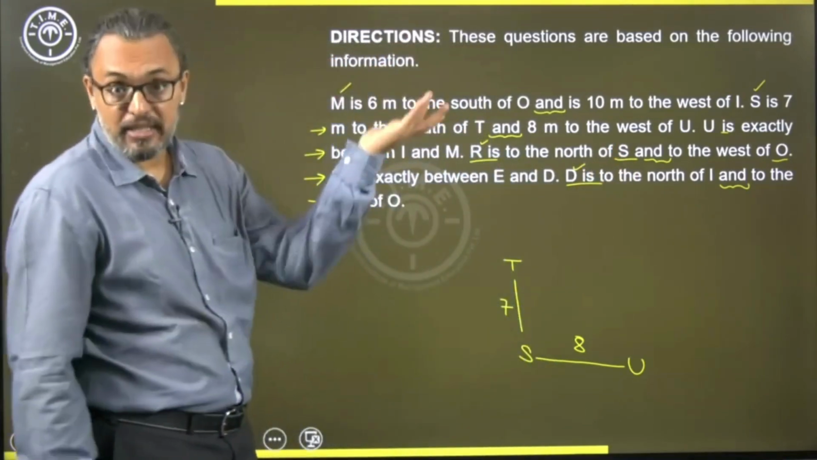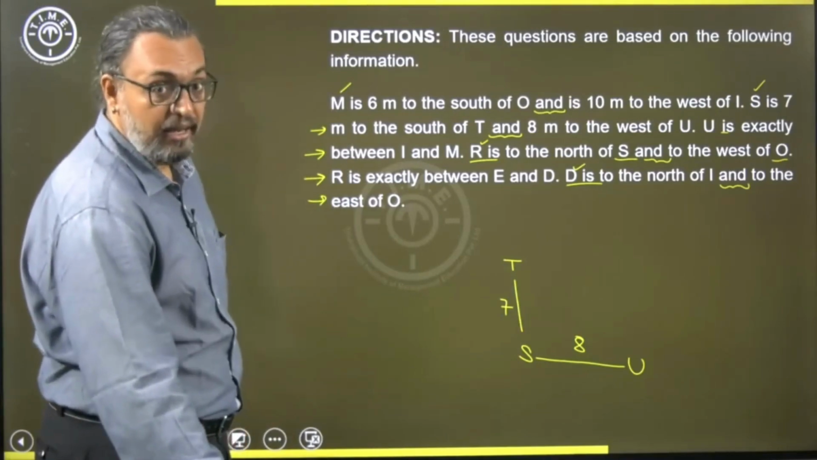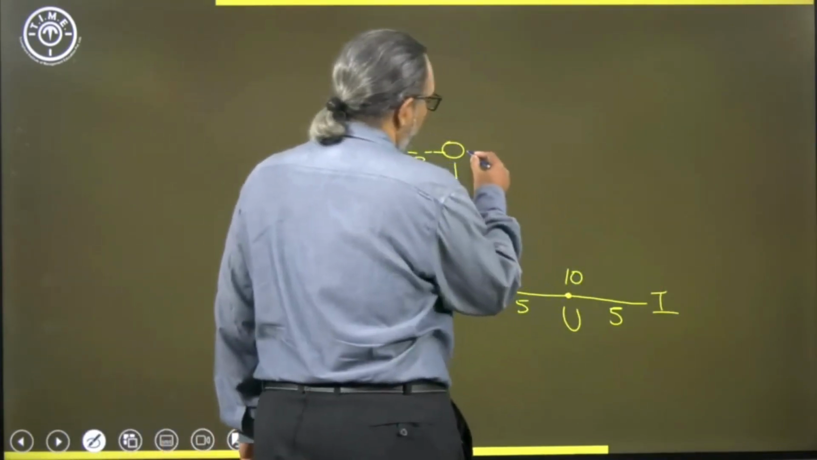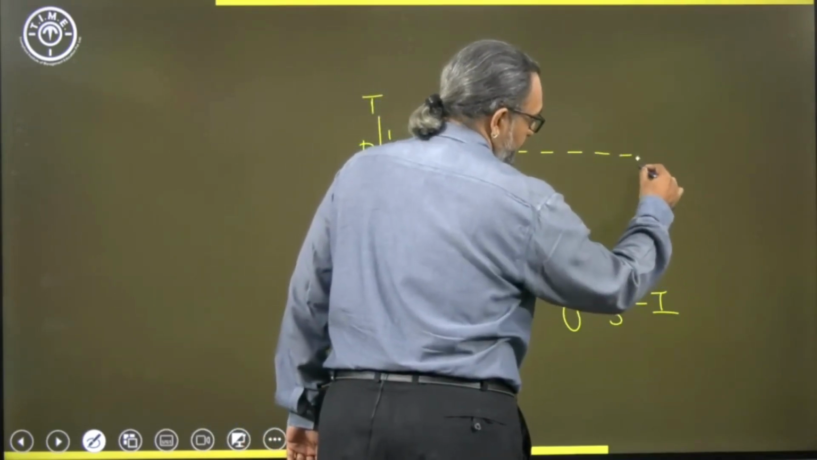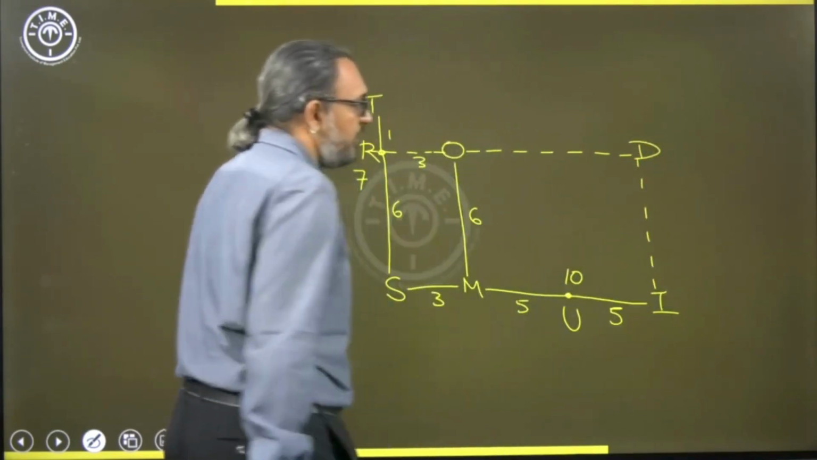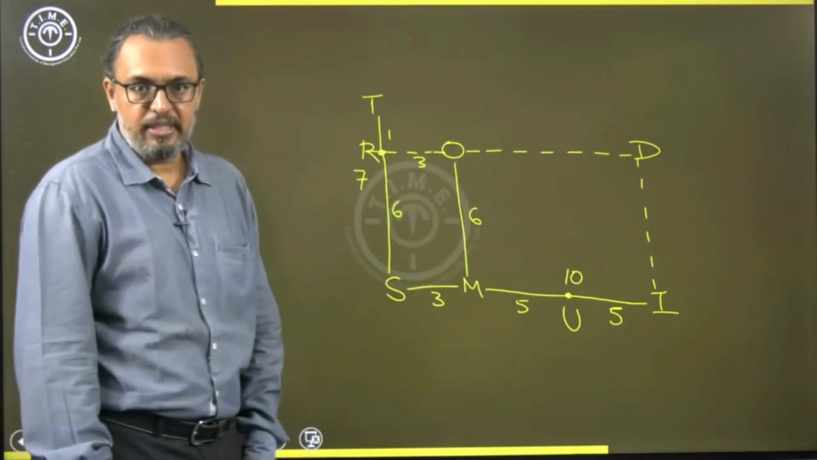So north of I is above I, east of O is right side of O. So above I and right of O is D. Check here, above I and to the right of O, like this. You have this point as D. North of I and east of O you have is D.